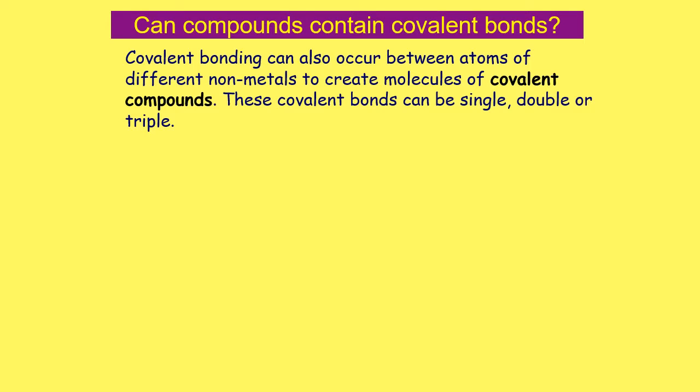So can compounds contain covalent bonds? So far we've only looked at elements, and we looked at the diatomic elements. Covalent bonding can also occur between atoms of different nonmetals to create what we would call covalent compounds. And these covalent bonds can be single, double, or triple. We've already seen single, double, and triple bonds in our diatomic molecules. Hydrogen forms a single bond, oxygen forms a double bond, and nitrogen forms a triple bond.